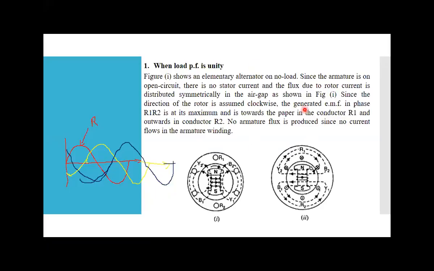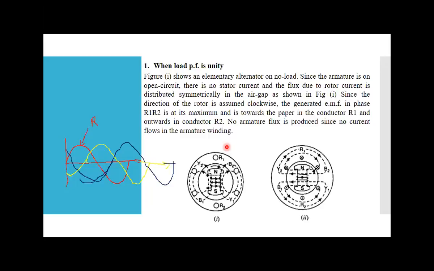Okay. So here, the generated EMF in phase R1 and R2 is at maximum, and it is toward the paper, like suppose this is my paper. So in the conductor R1 it is inward, and outward in the conductor R2. So you can say the current is inward in R1 and outward in R2. Here you have to be aware of the right hand rule. Okay, you are aware of the right hand rule. What's the right hand rule?